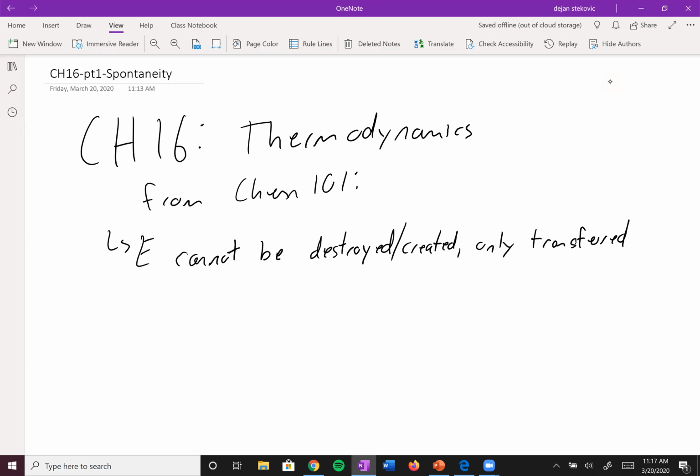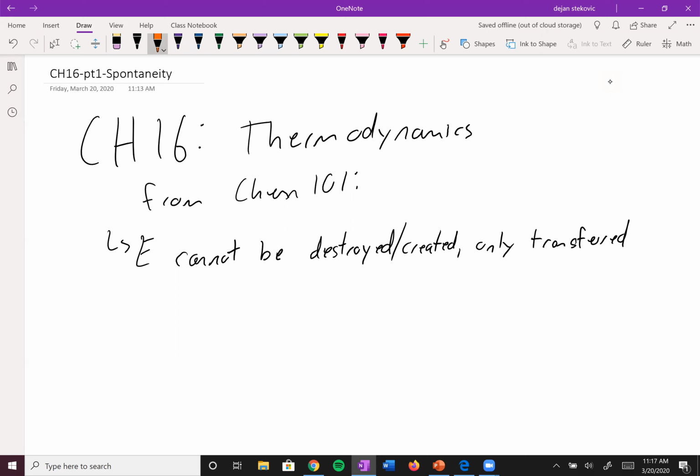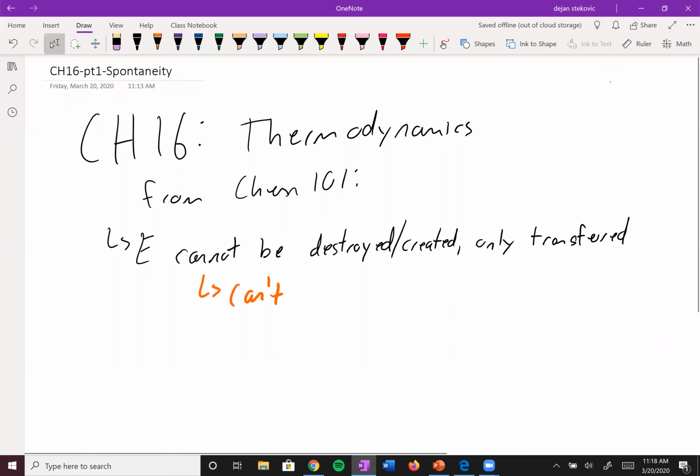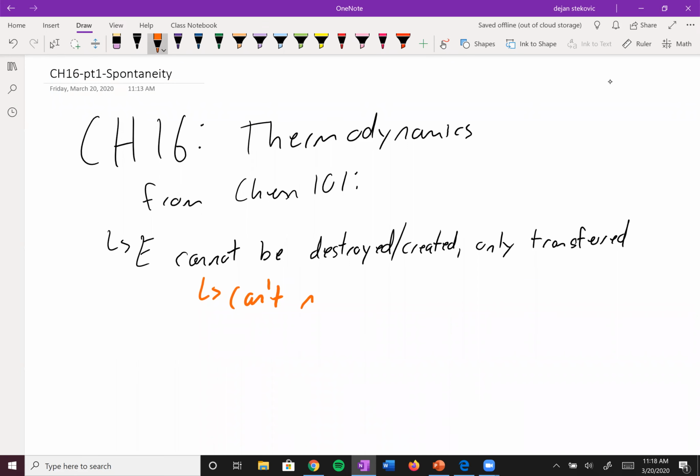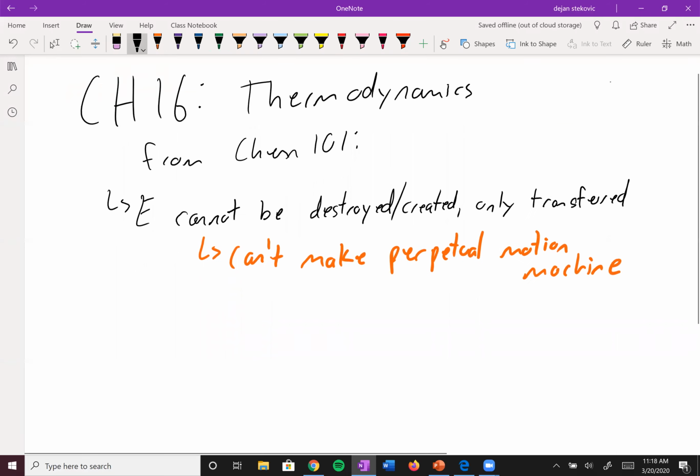Basically what this prevents you from doing is making some kind of perpetual motion machine, right? You can't make more energy than there is, so you can't make some kind of machine that makes more energy than it takes and solves all the world's problems. Not going to happen. And it's the first thing you learn in Chem 101.